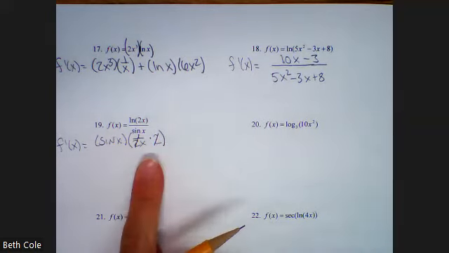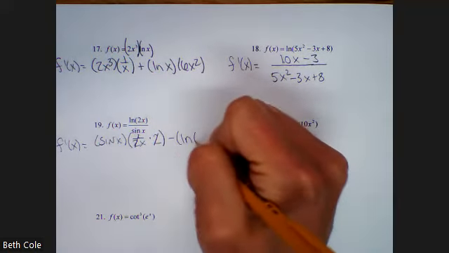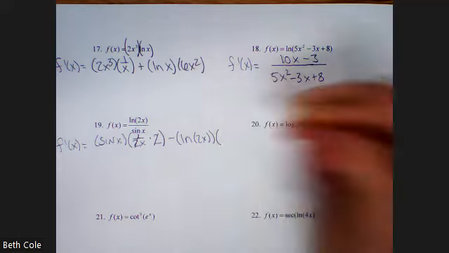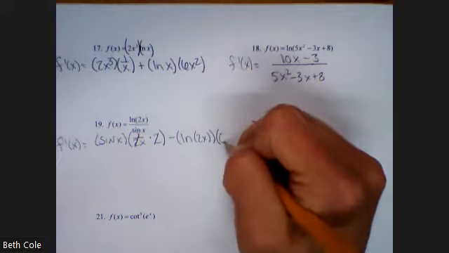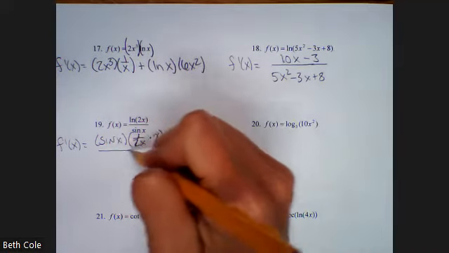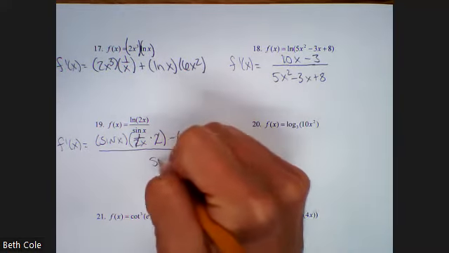So denominator, derivative of the numerator, minus numerator times derivative of the denominator. Oh, I threw trig back in there. Derivative of sine, cosine, over denominator squared.